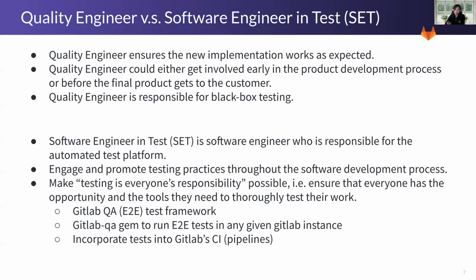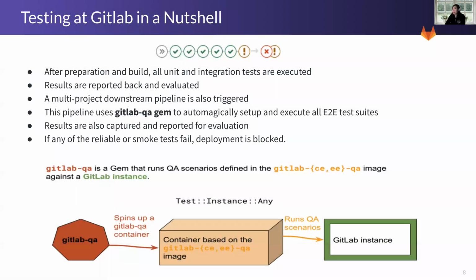And also, with all of these tools, we can incorporate these tests into GitLab CI. Like in your merge request, when you create a merge request and make a code change, all of the tests are automatically run for you to make sure that the code doesn't break the product. And here is testing at GitLab in a nutshell.